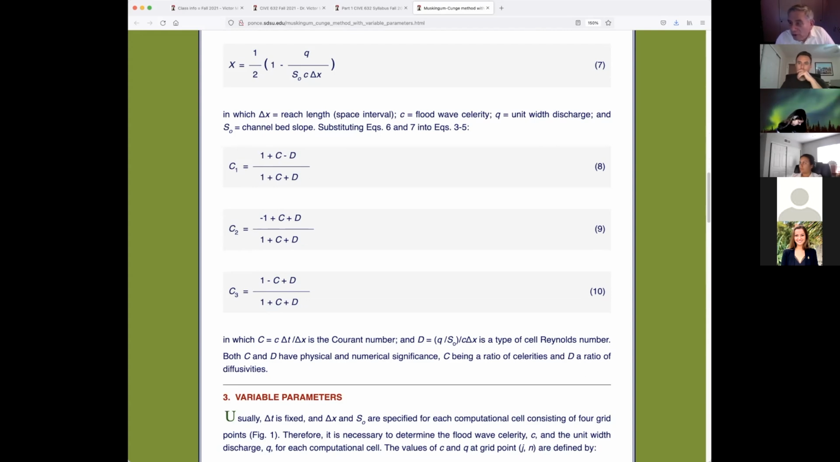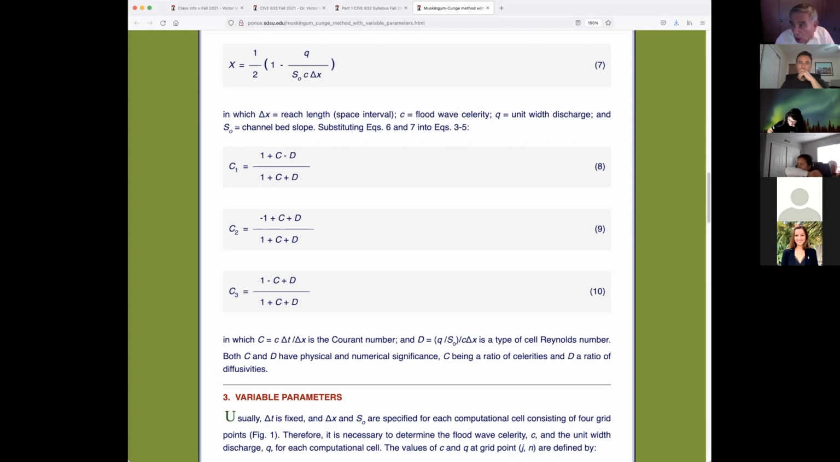Remember, I talked to you about Courant, Friedrichs, and Lewy. But the cell Reynolds number was not known. But then I realized that the Courant number was a ratio of celerities: the physical celerity over the grid celerity, delta X over delta T. And by looking at D, you could see that it is in fact the ratio of diffusivities, because Q over S0 is diffusivity. It's half of the Hayami diffusivity, or the total, twice the Hayami diffusivity. And C delta X is an expression of what Cunge found in his paper that I explained to you last time. So D is a ratio of diffusivities.